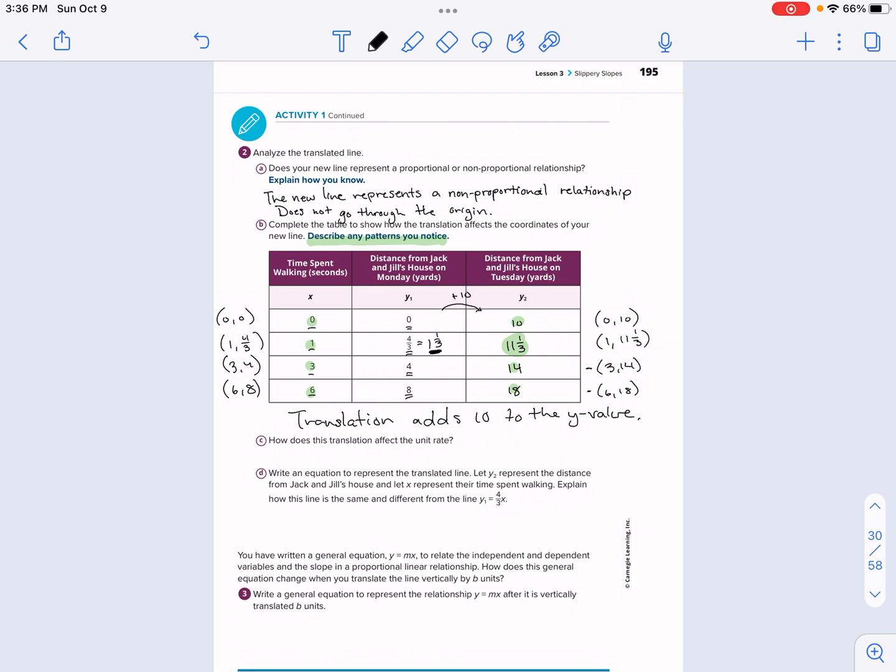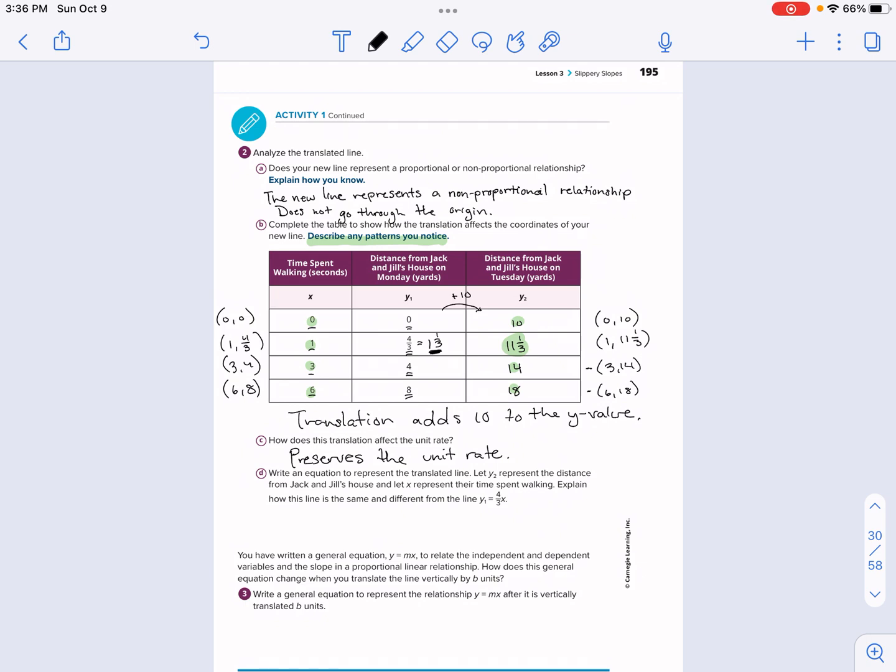All right. How does this translation affect the unit rate? It preserves the unit rate. The unit rate is still the same. It's still 4/3 of a yard every second. So we're going to say that this preserves, meaning it stays the same, preserves the unit rate. All right, so nothing happens with the unit rate, which is our slope. Nothing happened with the slope, right? The slope is still the same. It's still the same exact steepness.